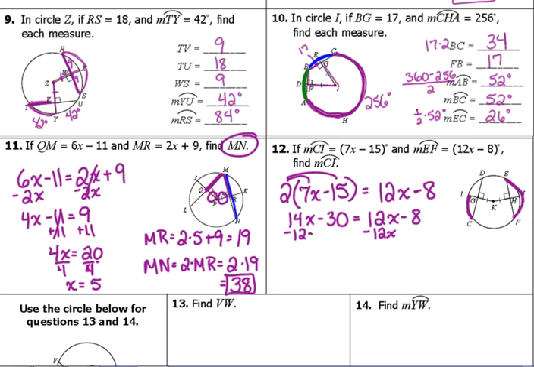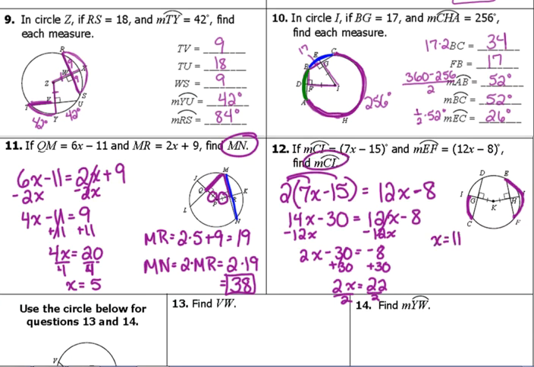Subtract the 12x. 2x minus 30 is equal to negative 8. Add the 30. 2x is equal to 22. Divide by 2. X is 11.